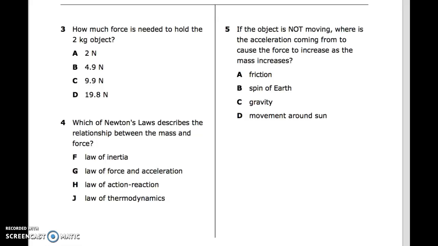Number 4. Which of Newton's laws describes the relationship between the mass and force? F. Law of inertia, G. Law of force and acceleration, H. Law of action, reaction, J. Law of thermodynamics.